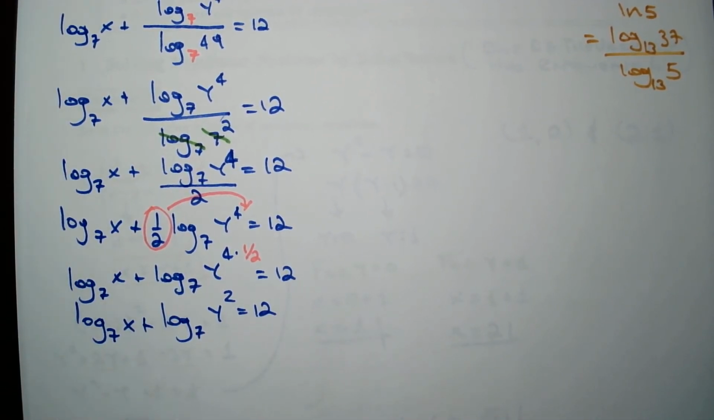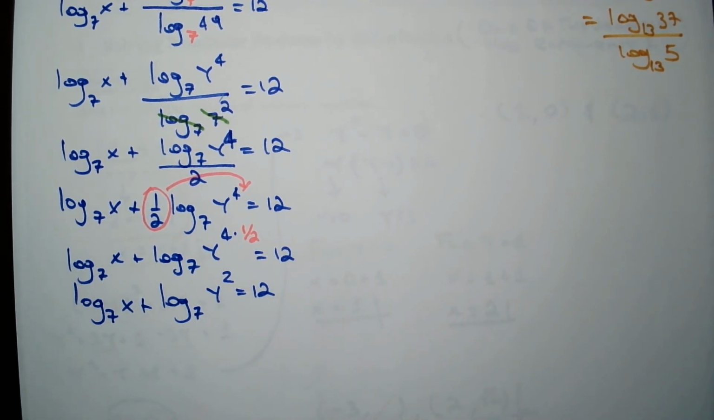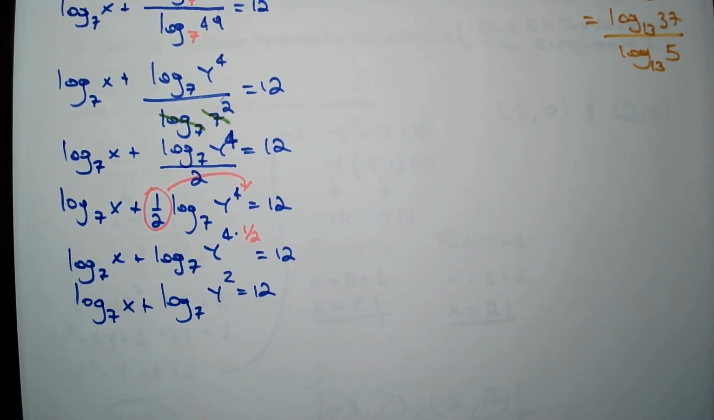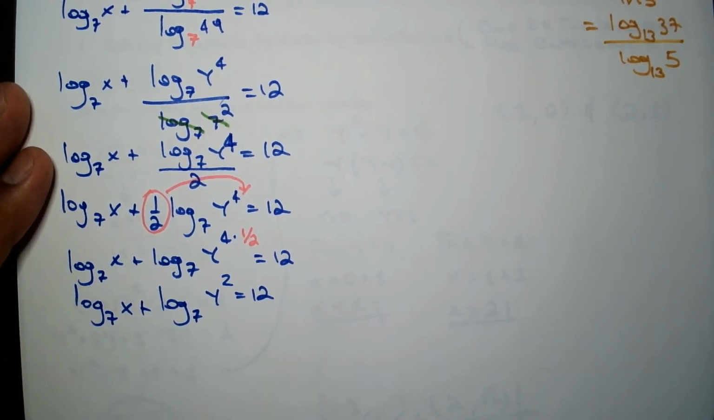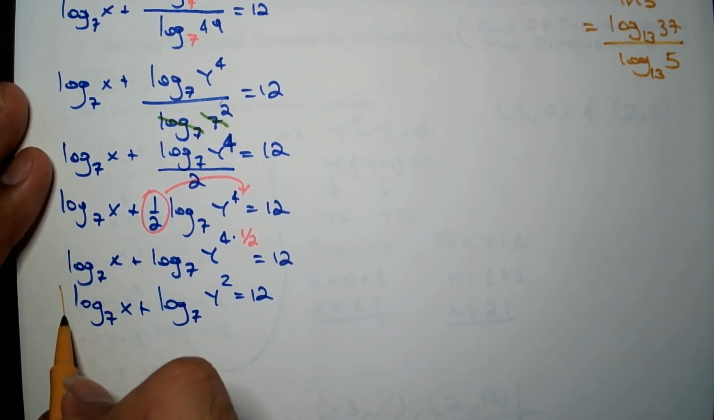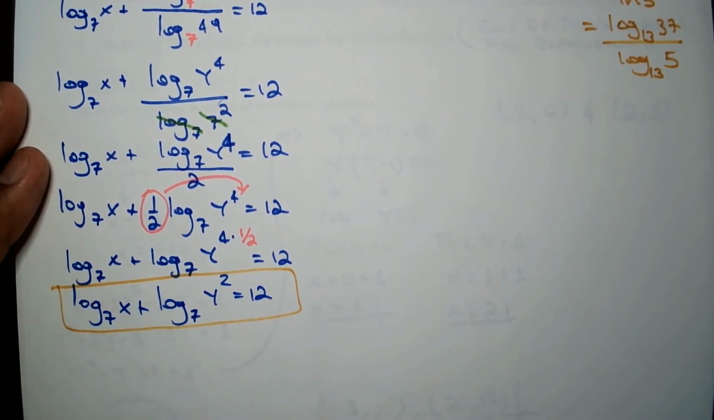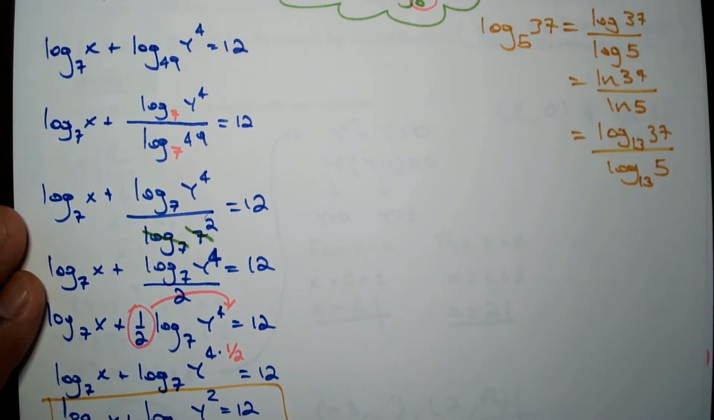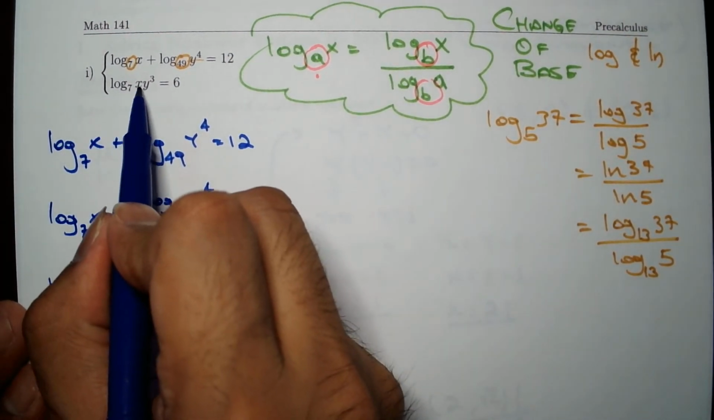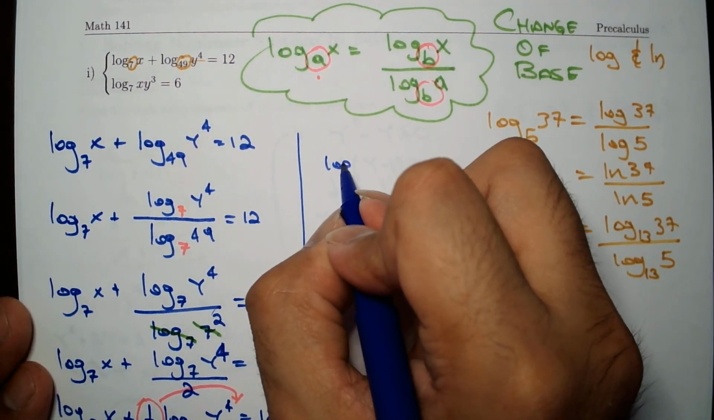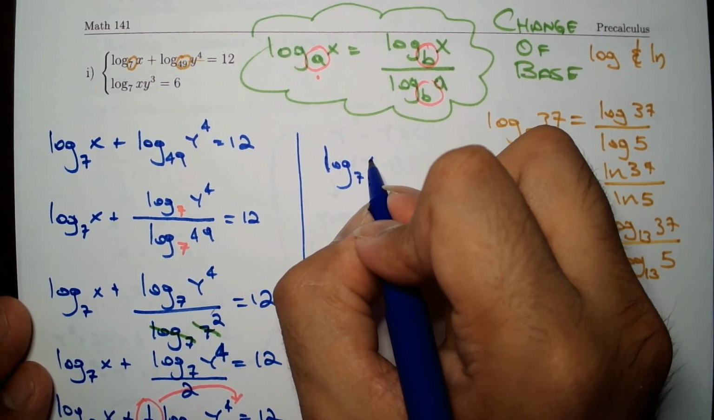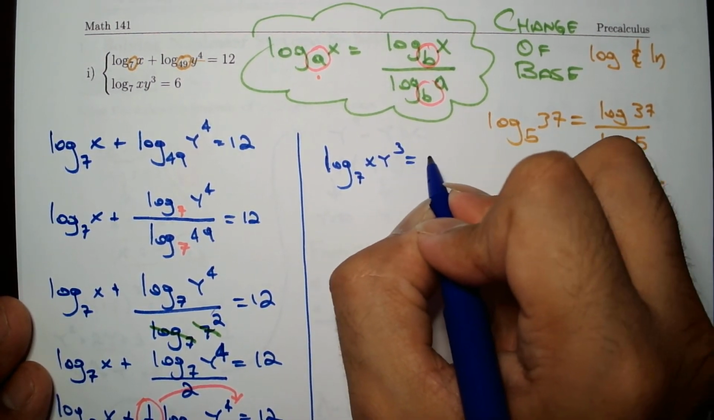All right, and now we are ready to combine these logs together. But let me see, what did I do in my notes? In my notes, I left it like this, so don't worry about it. Now let's actually work with the second equation. The second equation, log base 7 of xy cubed equals 6.